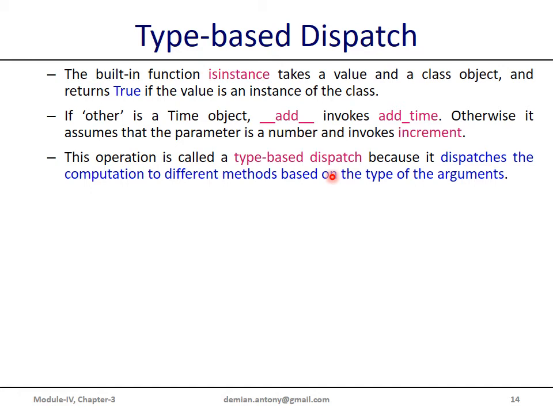Add time is invoked when other is of type time. Otherwise, if it represents a number, if it is other than object time, then we are going to make a call to increment, and this happens at runtime. The method is chosen for execution based on the type of the parameter at runtime. That's why this concept is called type based method dispatch.